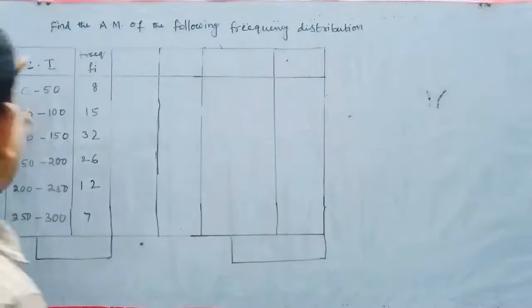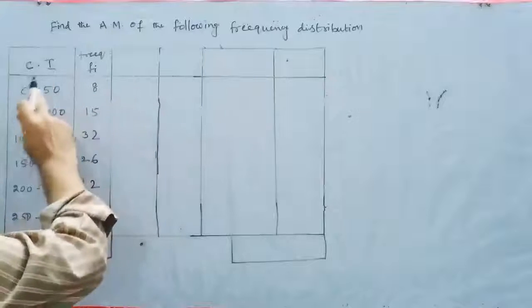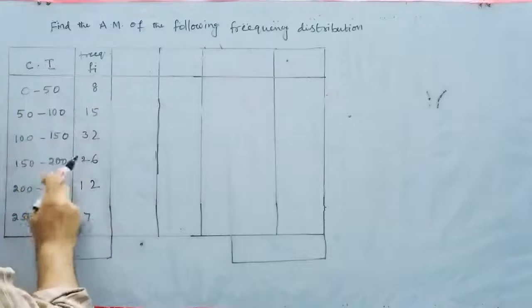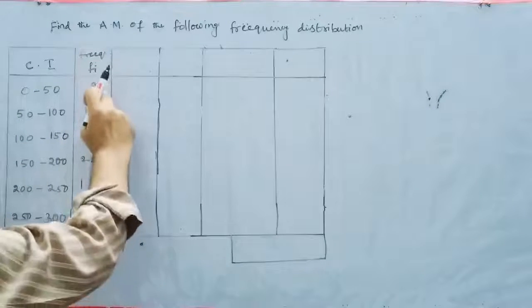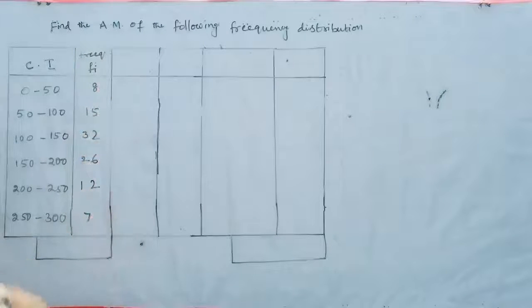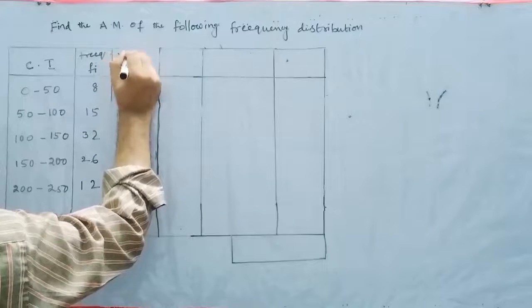Next question, same deviation method, step deviation method. Here the class intervals are 0 to 50, 50 to 100, 100 to 150, 150 to 200, 200 to 250, 250 to 300. And frequencies are 8, 15, 32, 26, 12, 7. Next column is mid value.